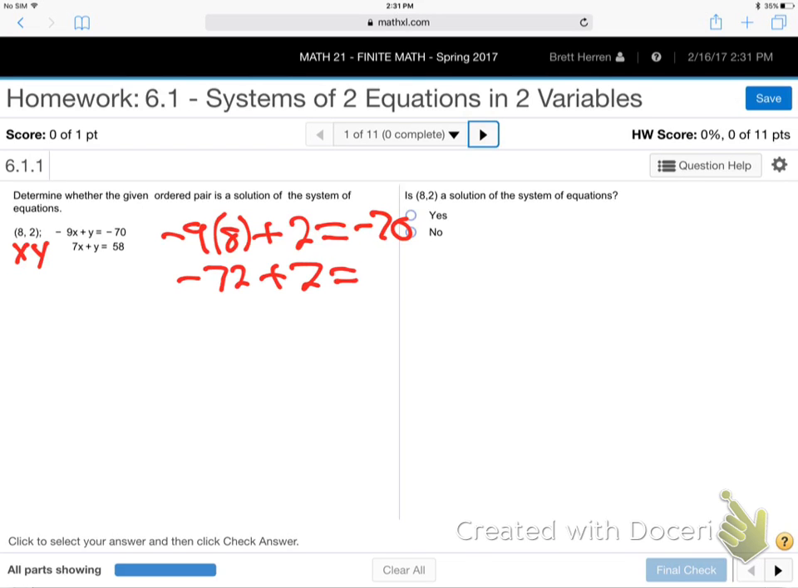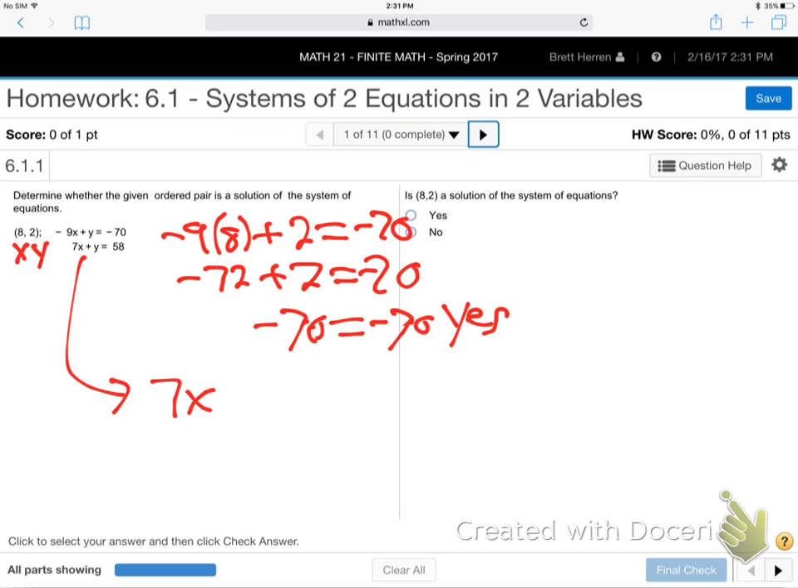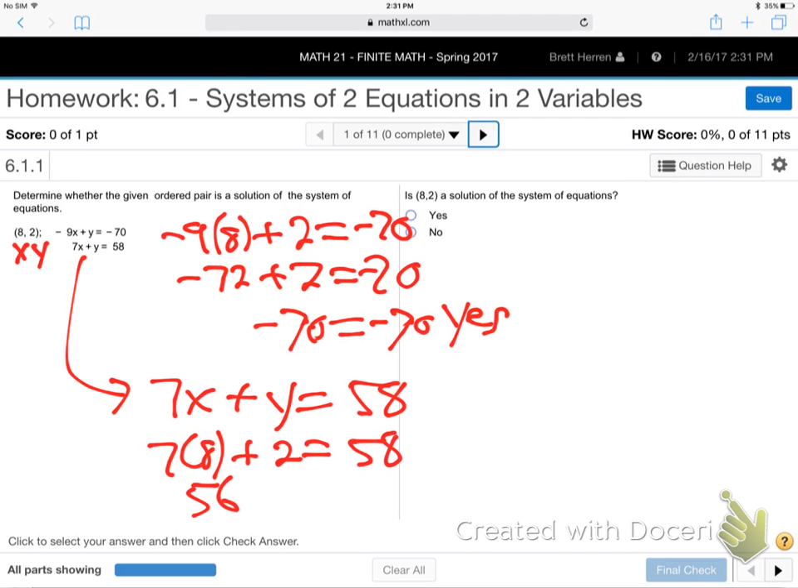-72 plus 2, which is -70 equals -70. It's yes for that one. My 7s look a little funny there. Okay, how about the second equation? 7x plus y is 58. Put in the 8, put in the 2 for y. What do you get? 56 plus 2 is 58. 58 equals 58. Yes, it made them both true, so the answer is yes.